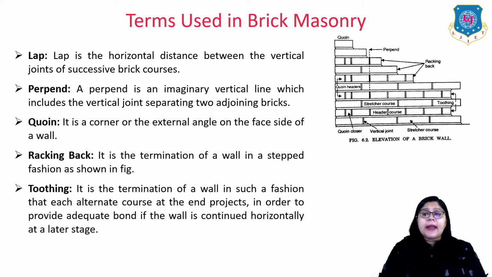Next is the racking back. It means it is the termination of a wall in a stepped fashion as shown in this figure. Here you can see the stepped fashion is known as the racking back. Next is the toothing. It is the termination of a wall in such a fashion that each alternate course of an end projects in order to provide adequate bond if the wall is continued horizontally at a later stage.